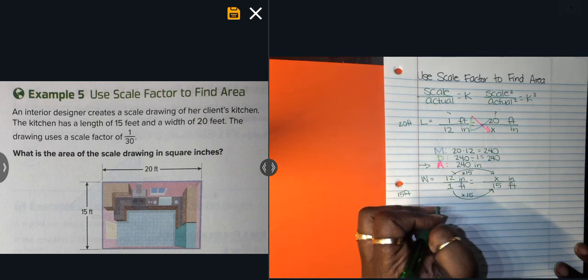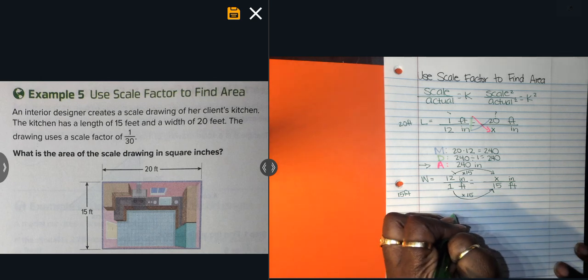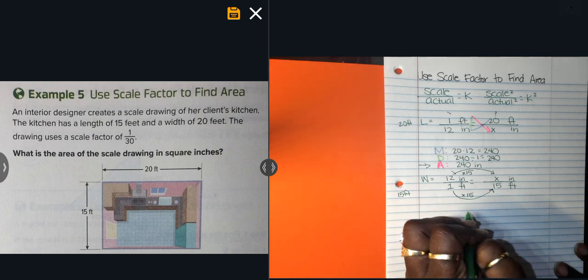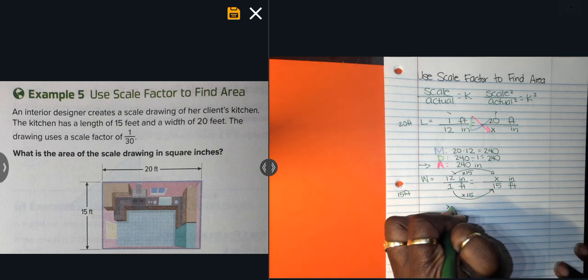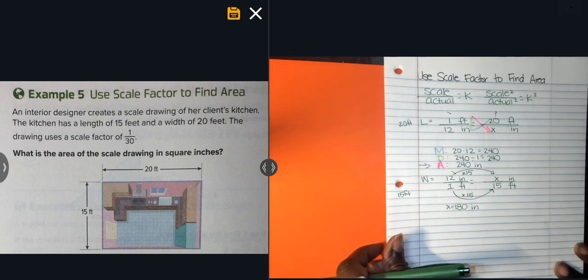And 12 times 15 gives me 240, I believe. No, 180. Okay, so X is going to be equal to 180 inches.